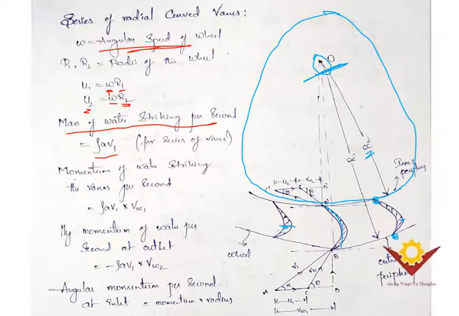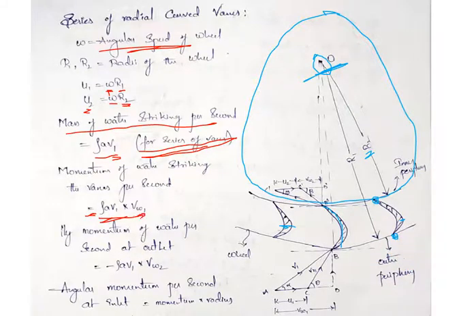And now for a series of vanes we have to consider v1. If it is a single vane, then you have to consider vr1. You know the reason why, right? The momentum of water striking the vanes per second is equal to rho a v1 into velocity. This is mass into velocity, which is your momentum, clear.